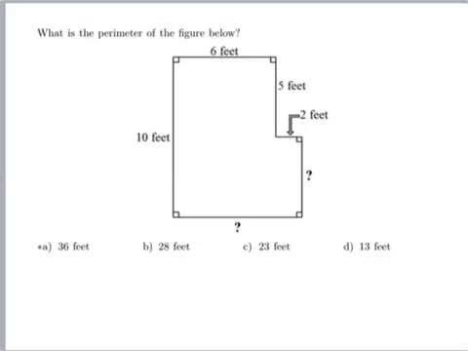For number 3, you're trying to find the perimeter. So you can find this missing side by adding the 6 and the 2, which is 8. And you can find this missing side by subtracting the 10 and the 5, and getting that side as 5. And now if you'll just go around and add up your lengths, you'll see that that should add up to a total of 36 feet.